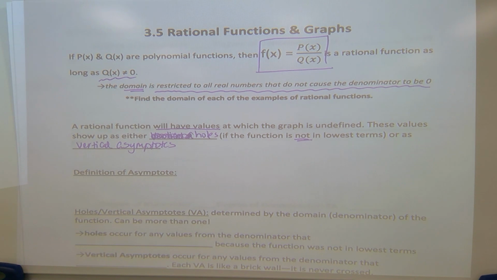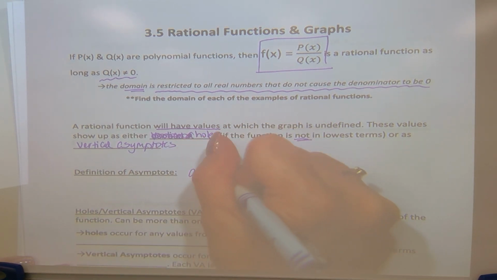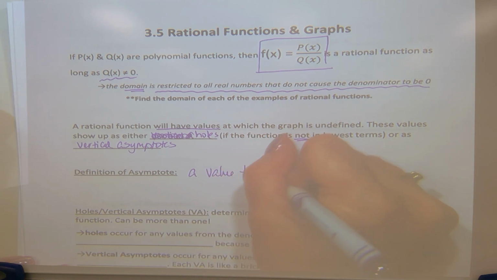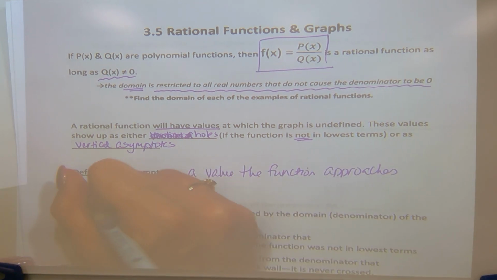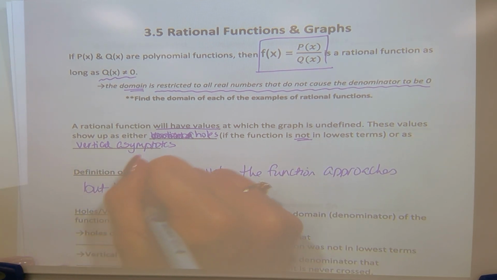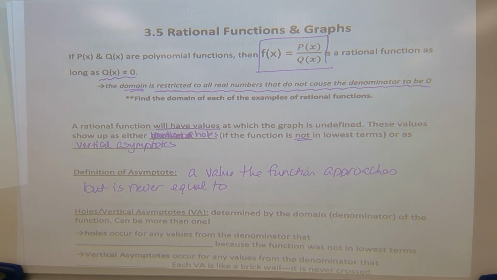Asymptotes is spelled A-S-Y-M-P-T-O-T-E-S. Vertical asymptotes. And here you go. Definition of an asymptote. An asymptote occurs at a value the function approaches but never reaches. An asymptote is a value that the function is going to approach but never ever get to.